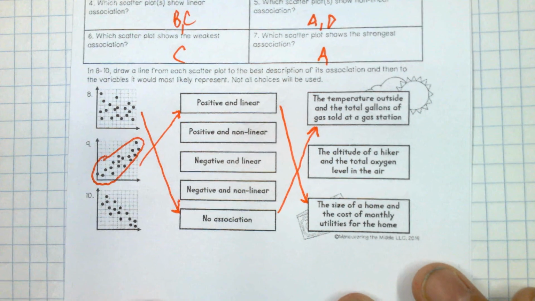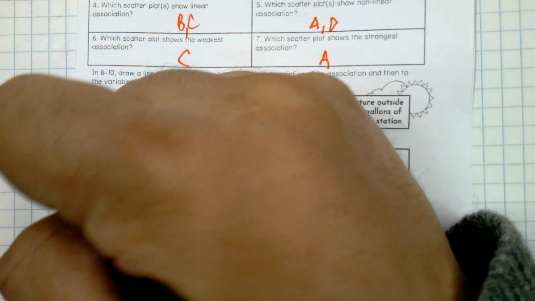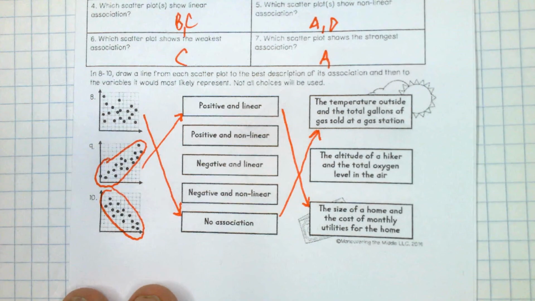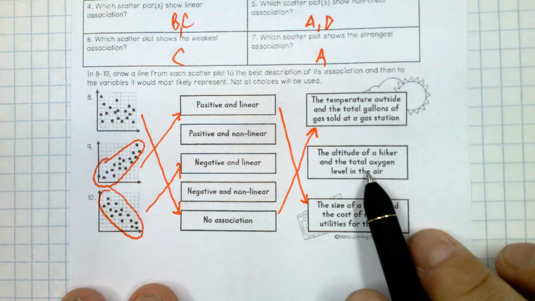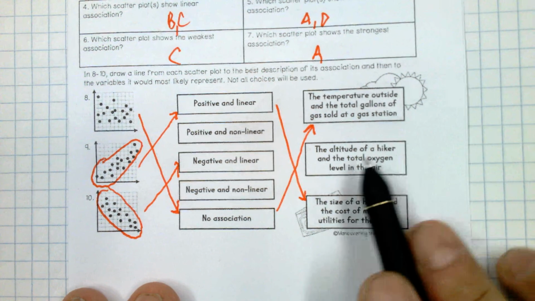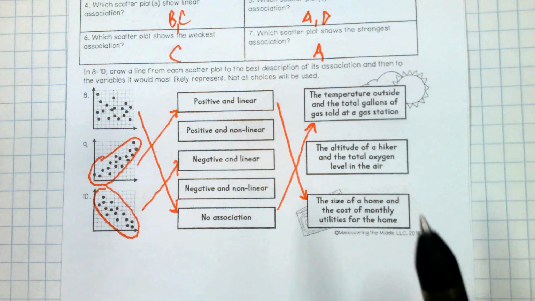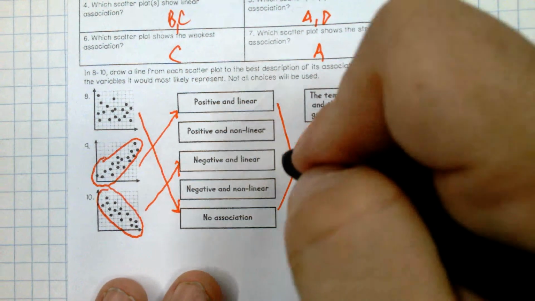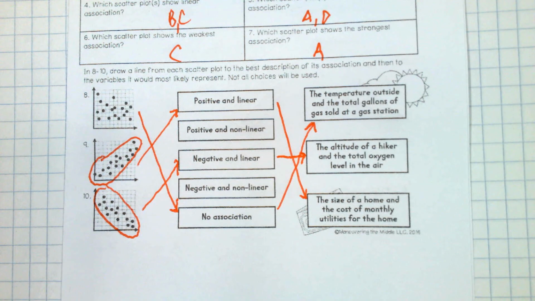All right. So obviously the last one, what kind of association is this? Negative and linear. And the only thing left is the altitude of a hiker and the total oxygen. Because the higher you go up in altitude, what happens to the oxygen level? It goes down.